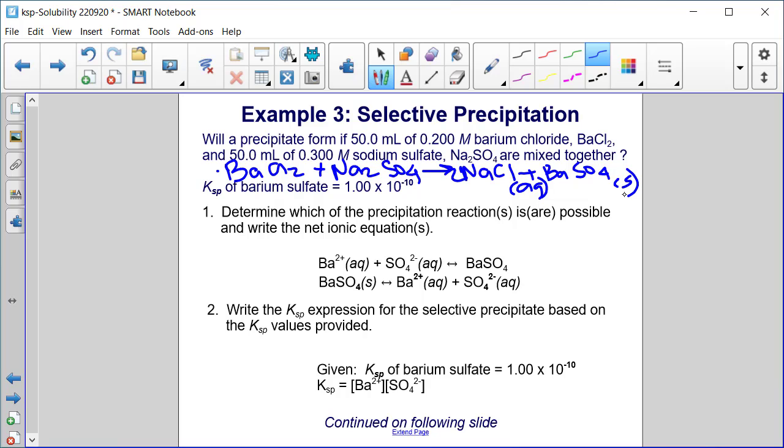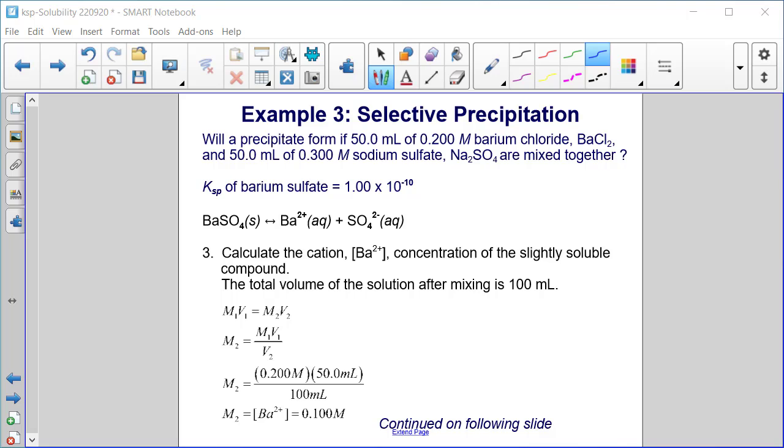So our net ionic equation is the combination of those barium and sulfate ions to form a barium sulfate precipitate. And the dissociation equilibrium that exists is between this solid precipitate and the barium and sulfate ions. Once we know that, we can write the Ksp expression. We're given the Ksp as 1.00 times 10 to the minus 10, and Ksp is the concentration of the barium ions multiplied by the concentration of the sulfate ions.